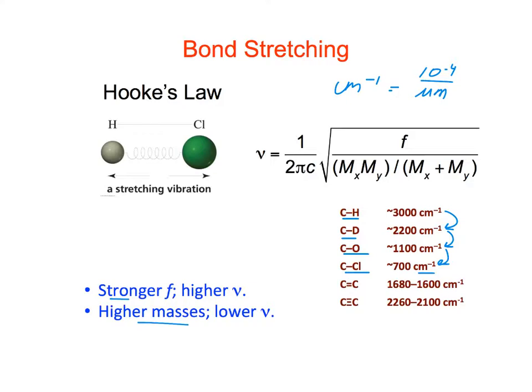All right, other ones that we could look at here, if we want to look at bond strength, so we're looking at that F term. If we go from a double bond to a triple bond, we see an increase in the frequency, or increase in the wave numbers. Okay.